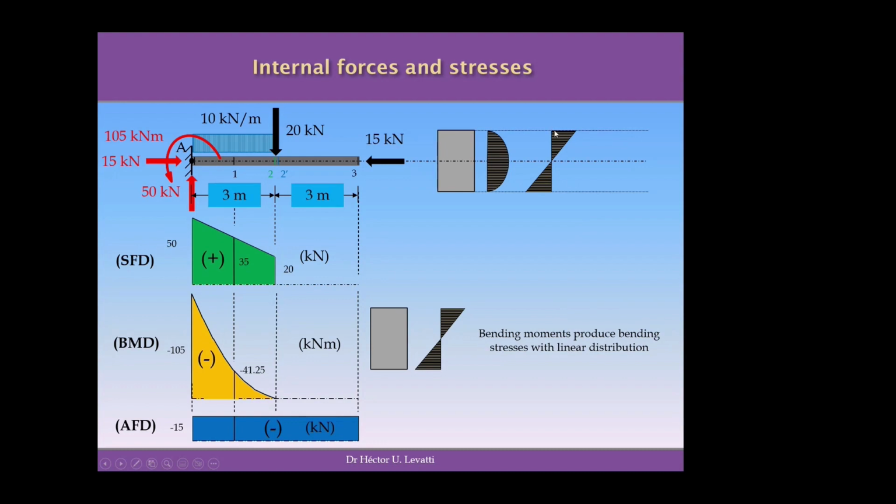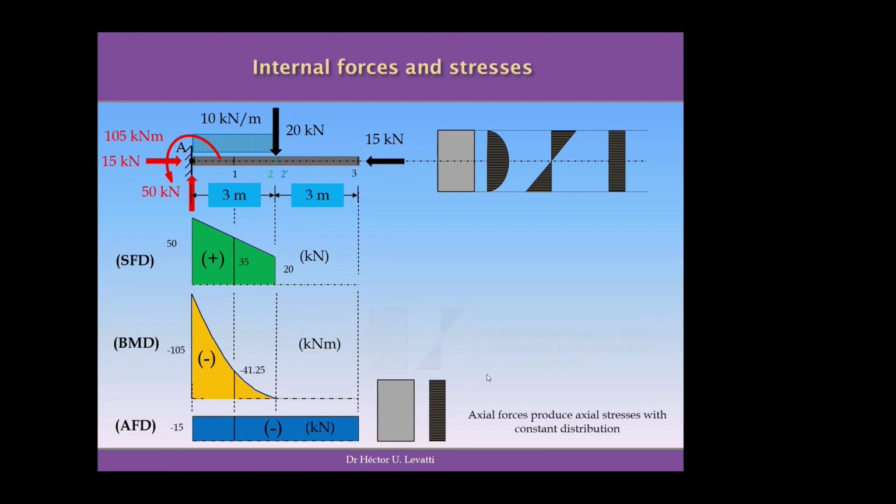In order to calculate the maximum bending stresses for this beam, you need to first identify where the cross section with the maximum bending moment is, because the bending moments are the ones that produce the bending stresses. In the diagram, clearly the maximum is 105 negative moment that will produce the maximum bending stresses. So again, there is a link between these two elements, the bending moments and the bending stresses.